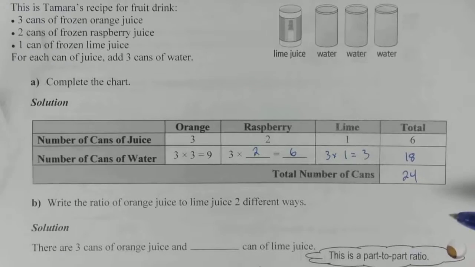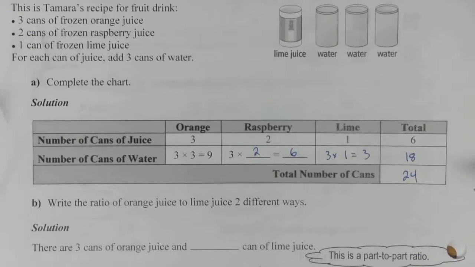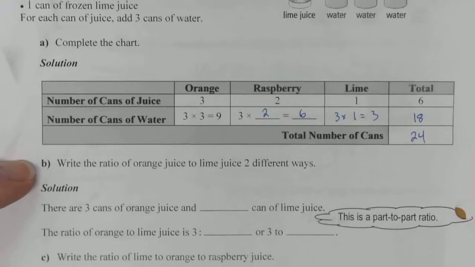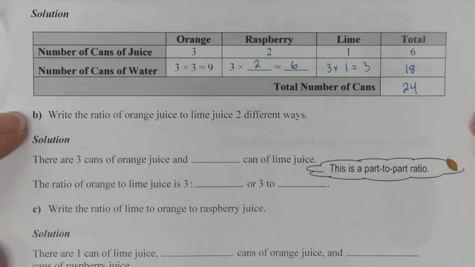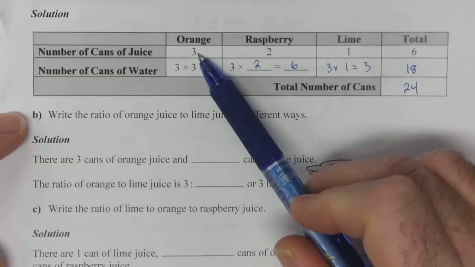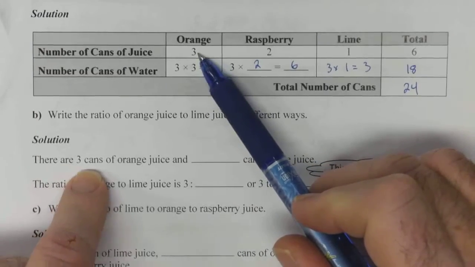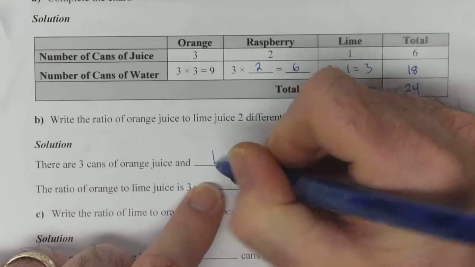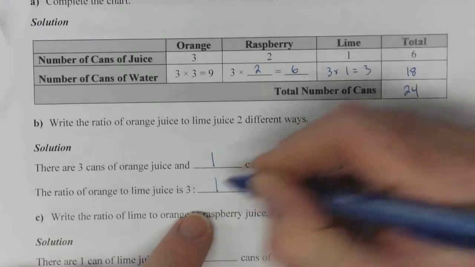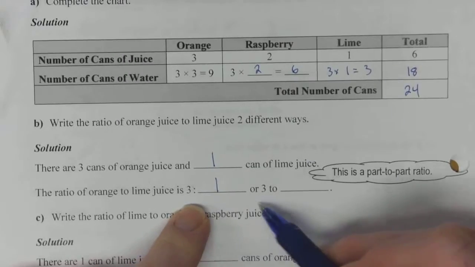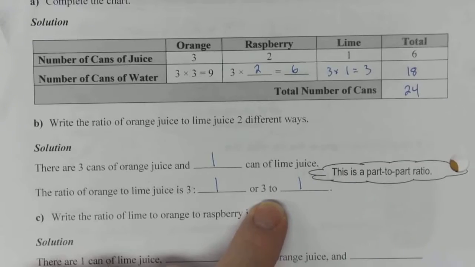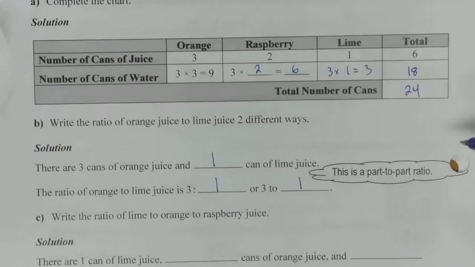So now that we've done that, we've assessed all the different parts and even the whole of this situation. So now we can start talking about the numbers in terms of ratios. Part B, write the ratio of orange juice to lime juice 2 different ways. Well, orange juice was 3 cans, as shown here, and lime juice was 1 can. So the ratio is 3 to 1, using a colon, or you can use the word 'to', 3 to 1. And again, this is orange to lime, so this is part to part. Any number that isn't this 24 is going to be a part. The 24 is the whole.